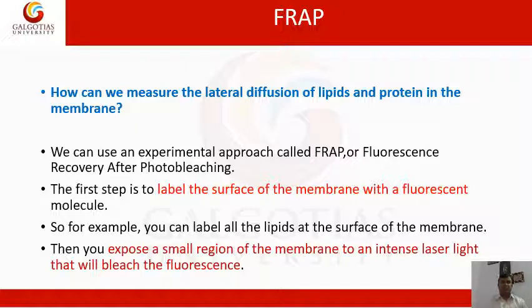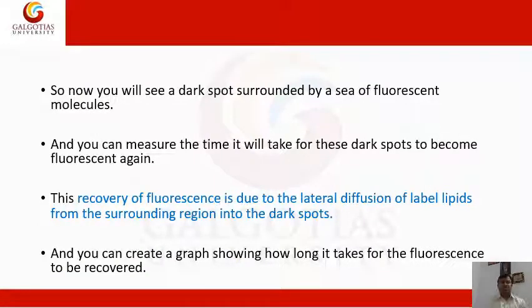Now the question here is, how can we measure the lateral diffusion of the lipid and protein in the membrane? We can use the experiment called FRAP, or fluorescence recovery after photobleaching. The first step is to label the surface of the membrane with a fluorescent molecule. For example, we can label all the lipid at the surface of the membrane. Then we expose this layer to laser light that will bleach the fluorescence. Now you will see a dark spot surrounded by a sea of fluorescent molecules, and you can measure the time it takes for this dark spot to become fluorescent again.